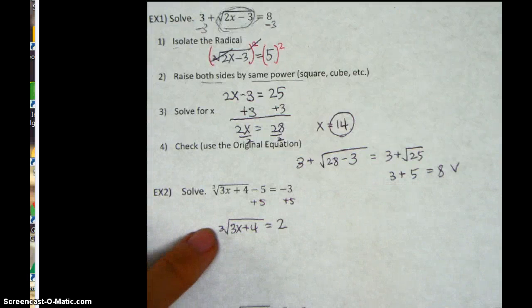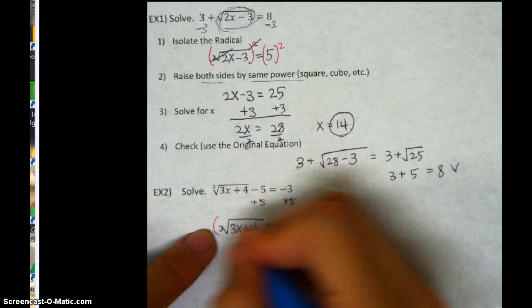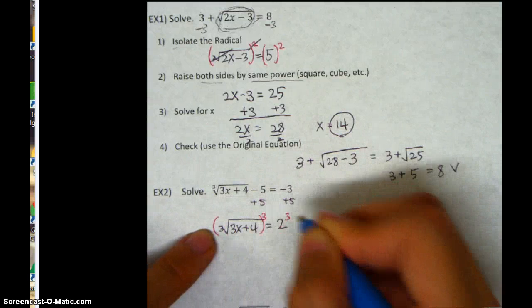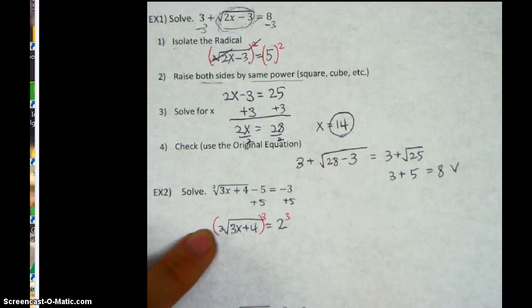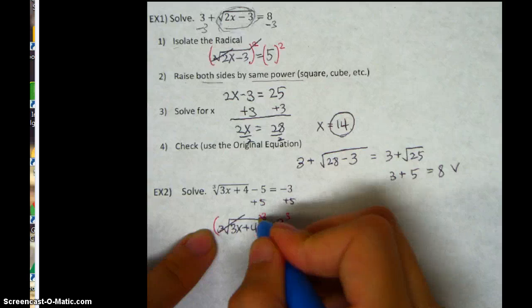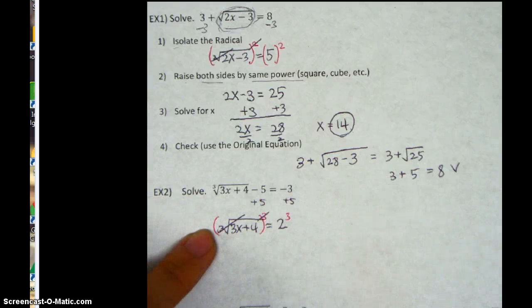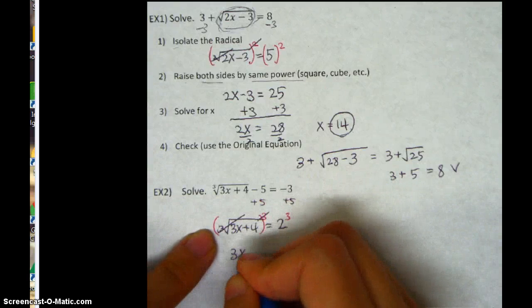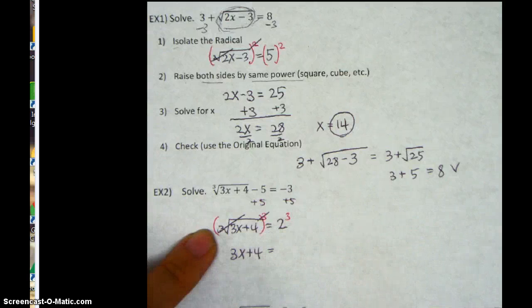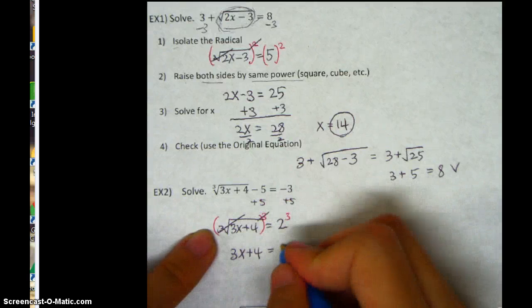Now because our index is 3, I'm going to raise both sides by 3, the same number. The reason why we do this is so that I can cancel out the cube root and cube. So on the left side I'll get 3x plus 4. On the right side I only have 2 cubed, which is 8.